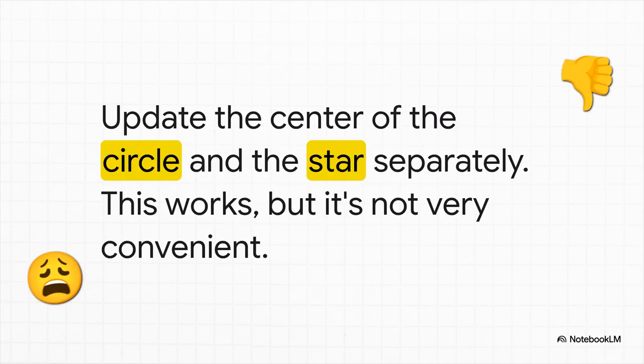So your first instinct, right, might be what I like to call the hard way. You'd probably just tell the circle, hey, follow the mouse, and then you'd turn around and tell the star, okay, you follow the mouse too. And look, it works, but it's kind of clunky, isn't it? You're giving two separate sets of instructions for what really feels like a single action.